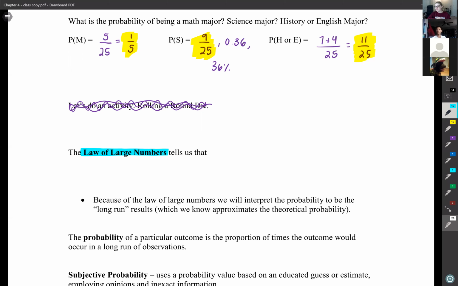So even though theoretically we say the probability of heads is 1/2, most likely if you tossed a coin 50 times, you wouldn't get heads half the time.